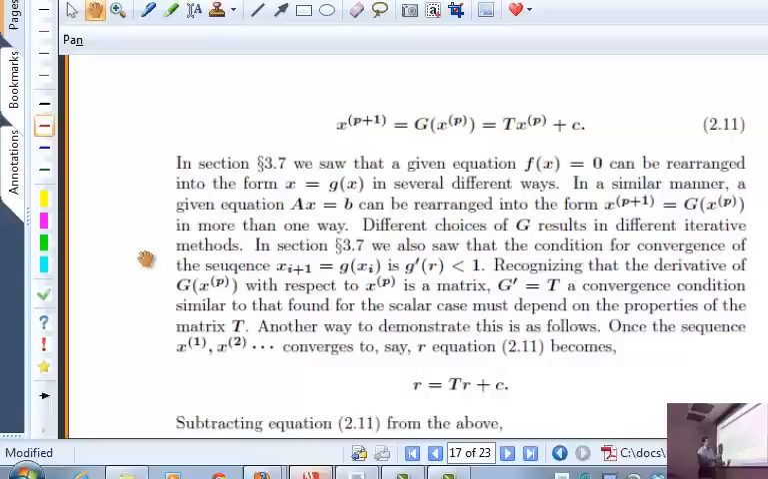Now, g prime must be less than 1. So c is a constant, right? So what would g prime be? No. What would g prime be in this case? g prime would simply be T, right? Because it's a linear equation, so we're taking the derivative of that with respect to x, right? So g prime would simply be T, and so we want something about that matrix T, which is a constant matrix, to be bounded so that it produces errors that are less and less every iteration.